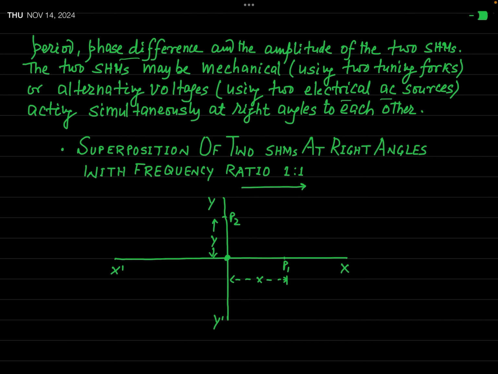As I have told you, we will have different types of Lissajous figures that will be determined by three factors. What is the ratio of frequency or time period of the two SHMs? What is the phase difference between the two SHMs? And what are the amplitudes of the two SHMs? These are the factors which will determine the shape of the Lissajous figure.